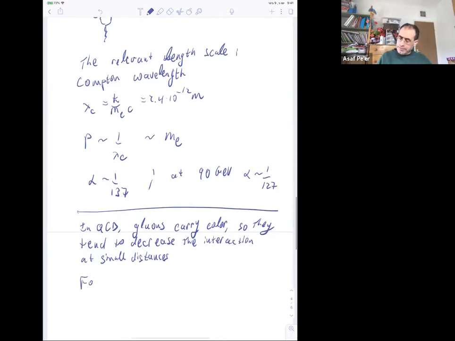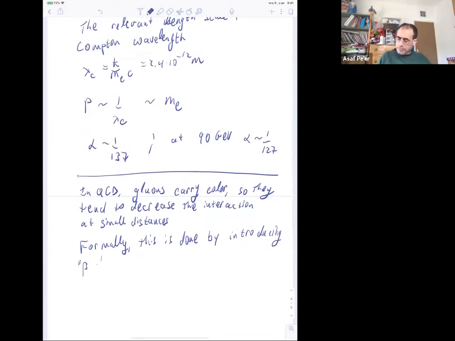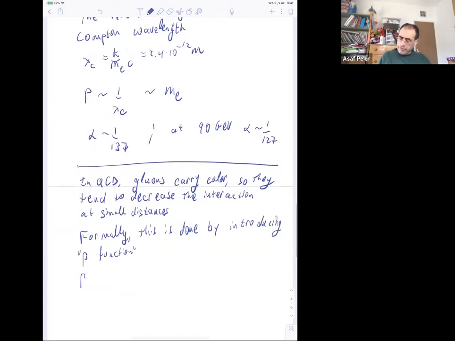So formally, this is done by introducing the beta function, right? Beta of alpha is d alpha over d log of mu, or just mu d alpha d mu, where mu is the energy scale at which we measure the coupling constant.